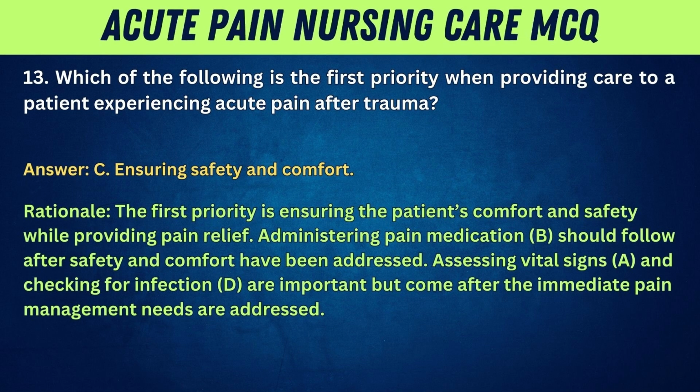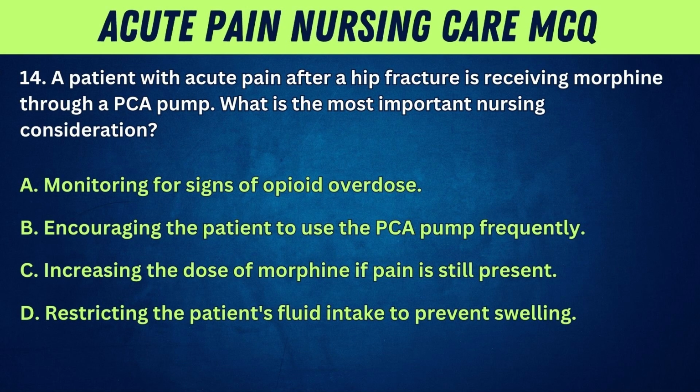Rationale. The first priority is ensuring the patient's comfort and safety while providing pain relief. Administering pain medication, B, should follow after safety and comfort have been addressed. Assessing vital signs, A, and checking for infection, D, are important but come after the immediate pain management needs are addressed.